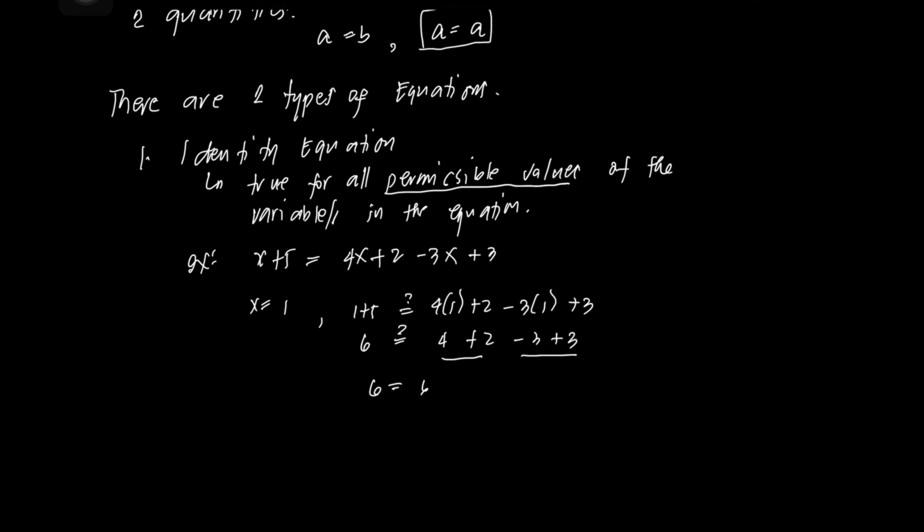If we solve that using our previous knowledge, we can have x plus 5 equals 4x minus 3x, that's x, plus 2 plus 3, that's 5. So x plus 5 is equal to x plus 5. In this case, whatever real number you put on x, the left side will always be the same as the right side. So that kind of equation is called an identity equation.